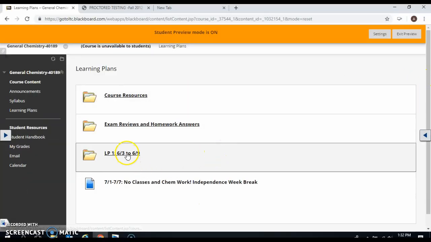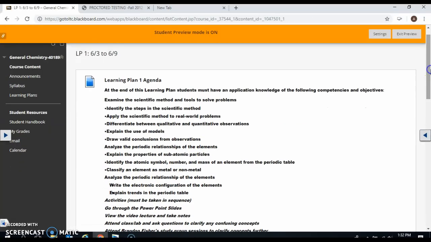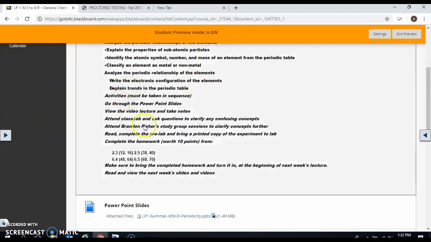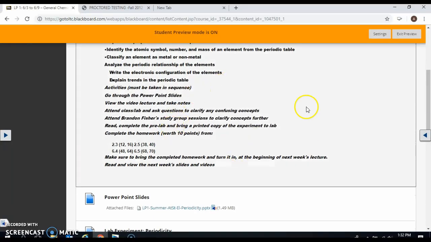So if you go to LP1, there's an agenda, and the agenda will always tell you what you need to do. So here's the specific course competencies, here's the specific learning objectives, okay? And it tells you what you need to do. Go through the PowerPoint slides, view the video lecture, take notes, attend class, attend Mr. Fisher's study session, okay, which will be announced soon. And again, read the lab. All right, and read and complete the homework, and that is obviously due the week after the 5th. All right, tells you what you need to do right there.